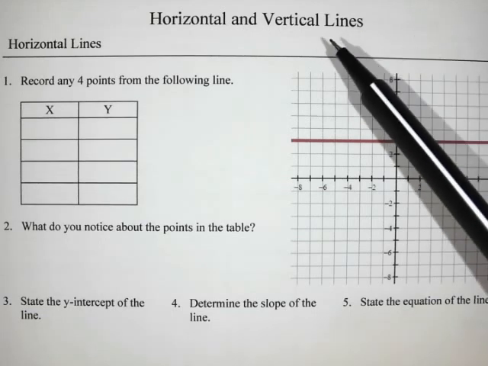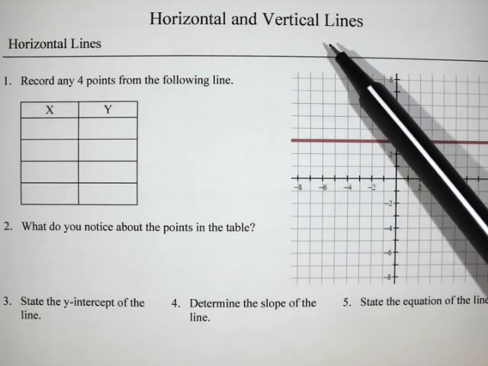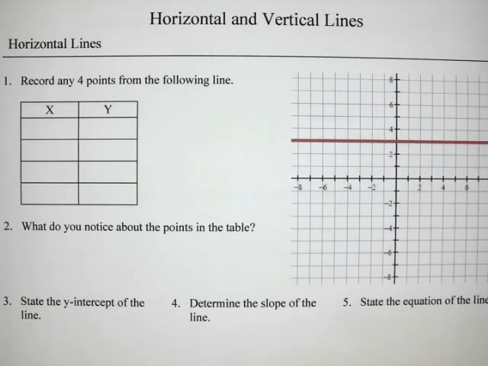Today we're going to learn about horizontal and vertical lines. So we've been learning about the equation of a line so far, and today we're going to look at two very specific types of lines, lines that are horizontal and lines that are vertical. So we're going to start first with horizontal lines.